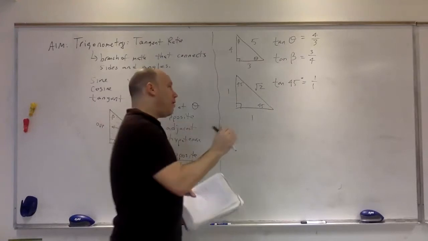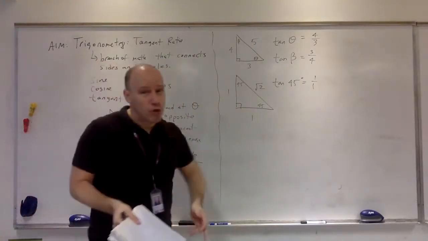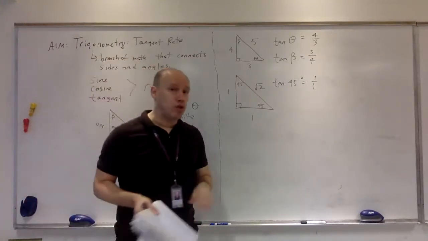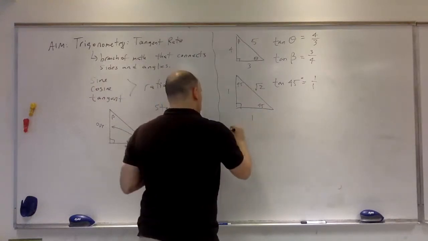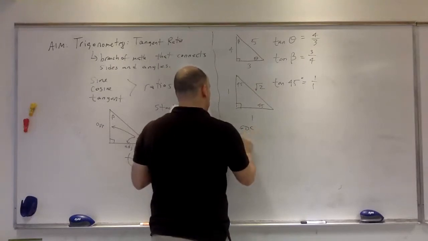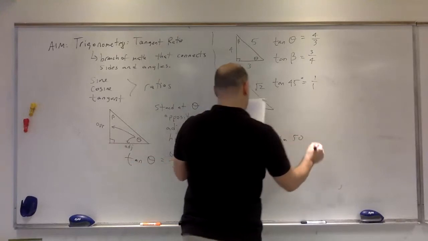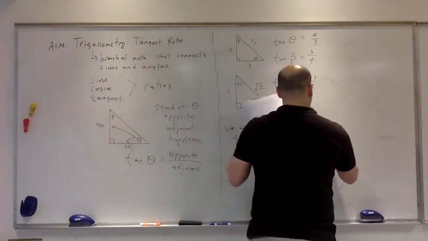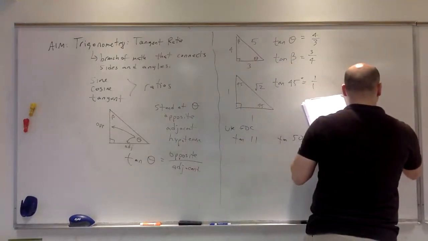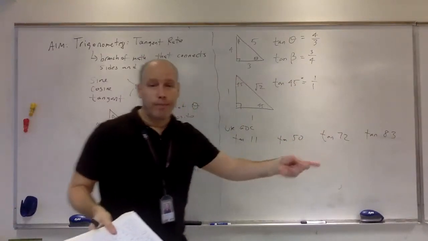The thing about tangent is that it's really another introduction to irrational numbers, so this is very calculator based. In this class, you'll always be using the GDC. I'm going to use the GDC to find the tangent of 11, the tangent of 50, the tangent of 72, and the tangent of 83. I'm going to put the answers in a second. Pause the video. The answers will show up.